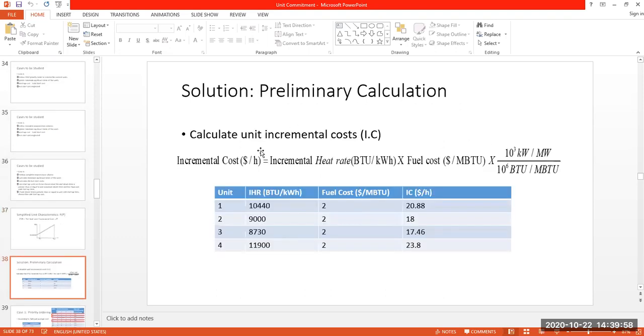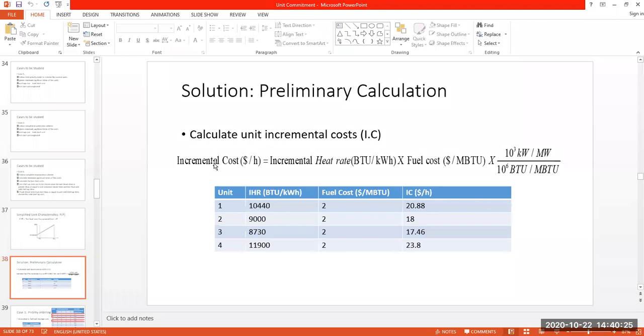So then we started the calculation with the calculation of the unit incremental cost IC. So I showed you how to convert the units. So whatever values are shown here at the end, these are nothing but to help us in converting the given units in BTU per kilowatt hour and dollars per MBTU into our required units, which is in dollars per hour. So why are we calculating this here?